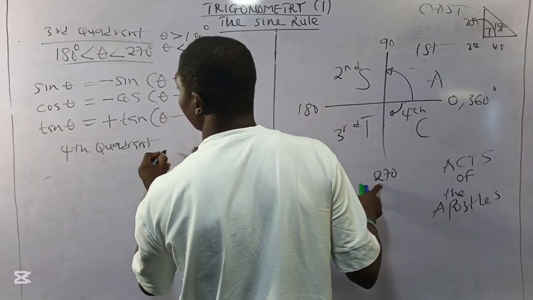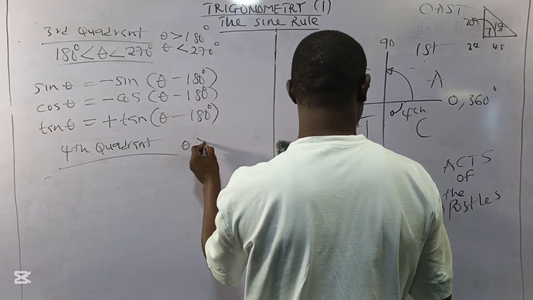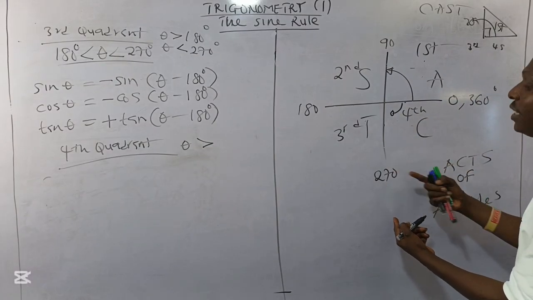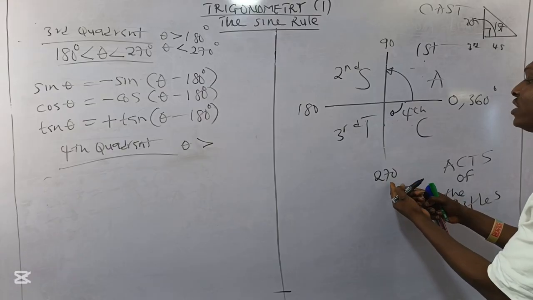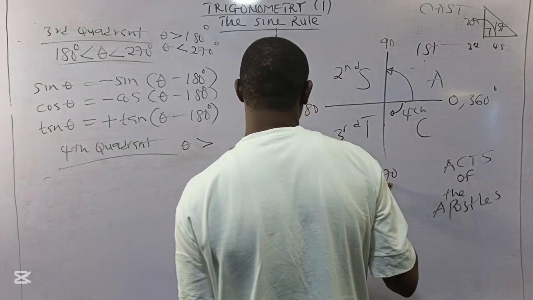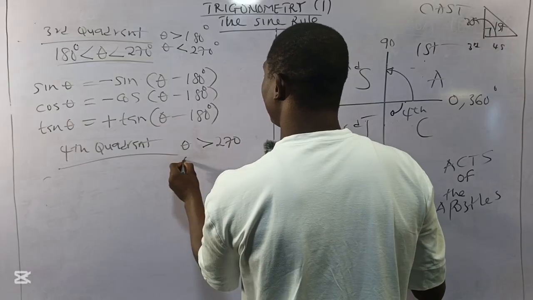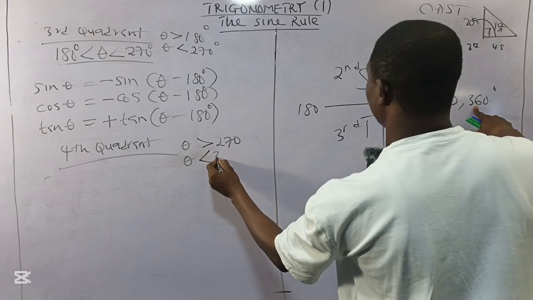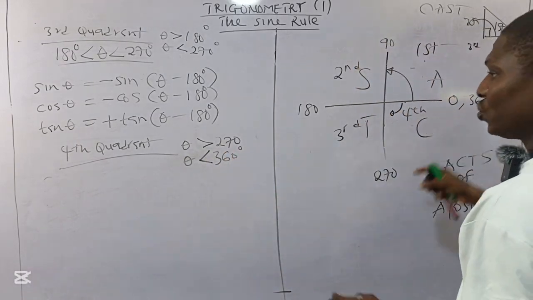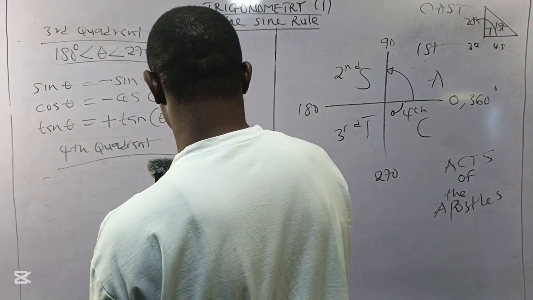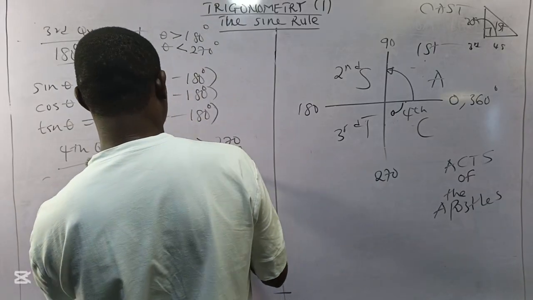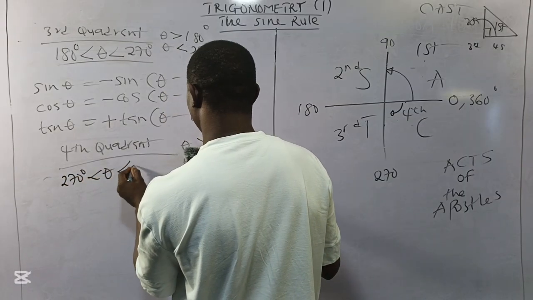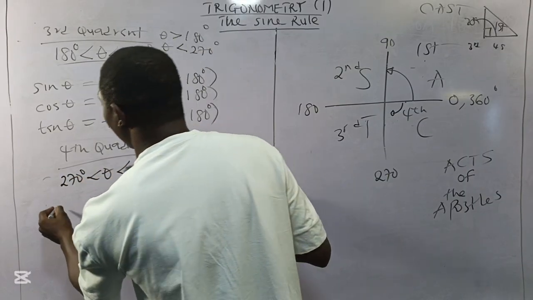And for the fourth quadrant, theta must be greater than 270. It can be 271, it can even be 270.1, but it must be greater than 270. So theta will be greater than 270 degrees, but at the same time must be less than 360 degrees. Take note. We therefore have our fourth quadrant as the combined inequality: 270 degrees less than theta, less than 360 degrees.